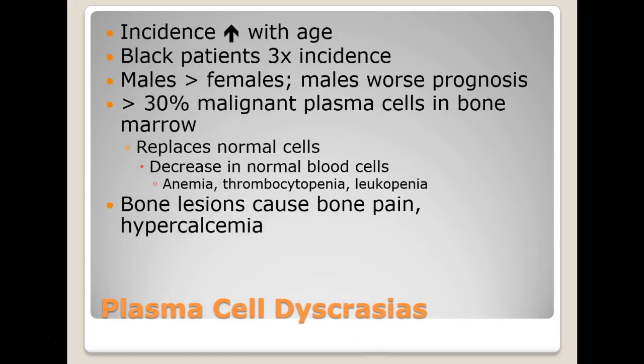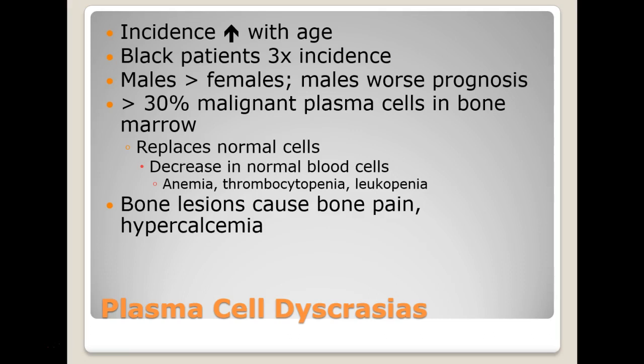Next is plasma cell dyscrasias. This incidence increases with age. Black patients have 3 times the incidence over other nationalities. Males are greater than females, and if you're a male, you have a worse prognosis.